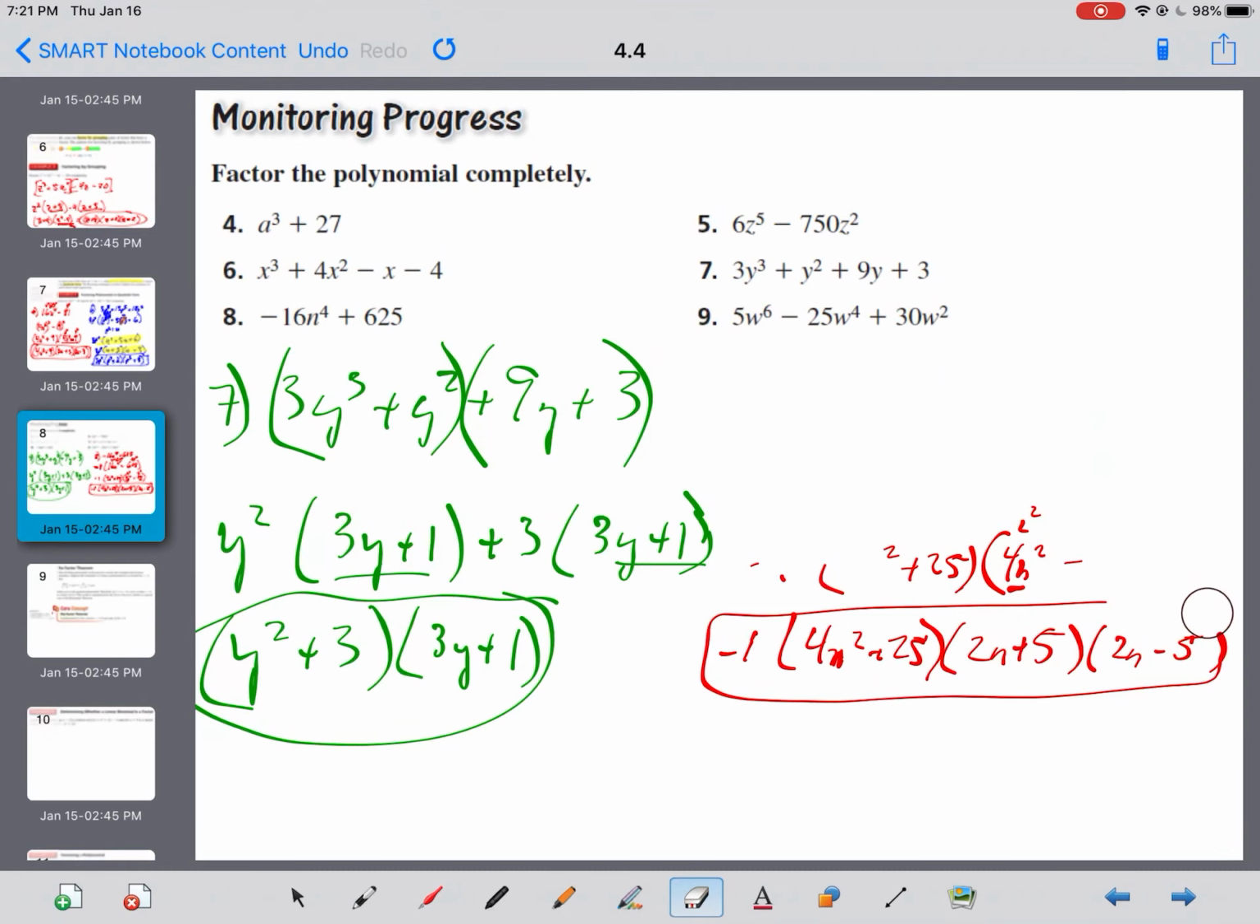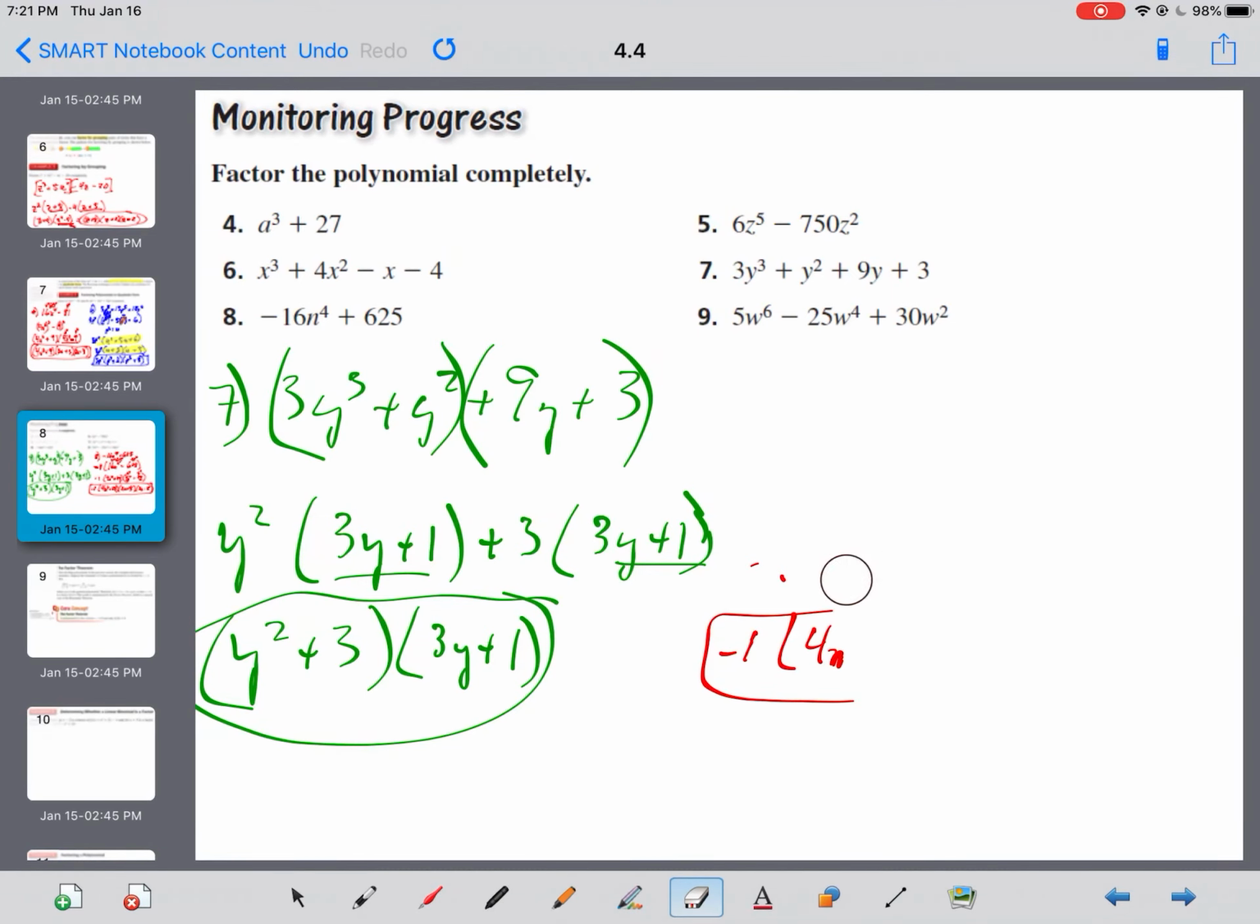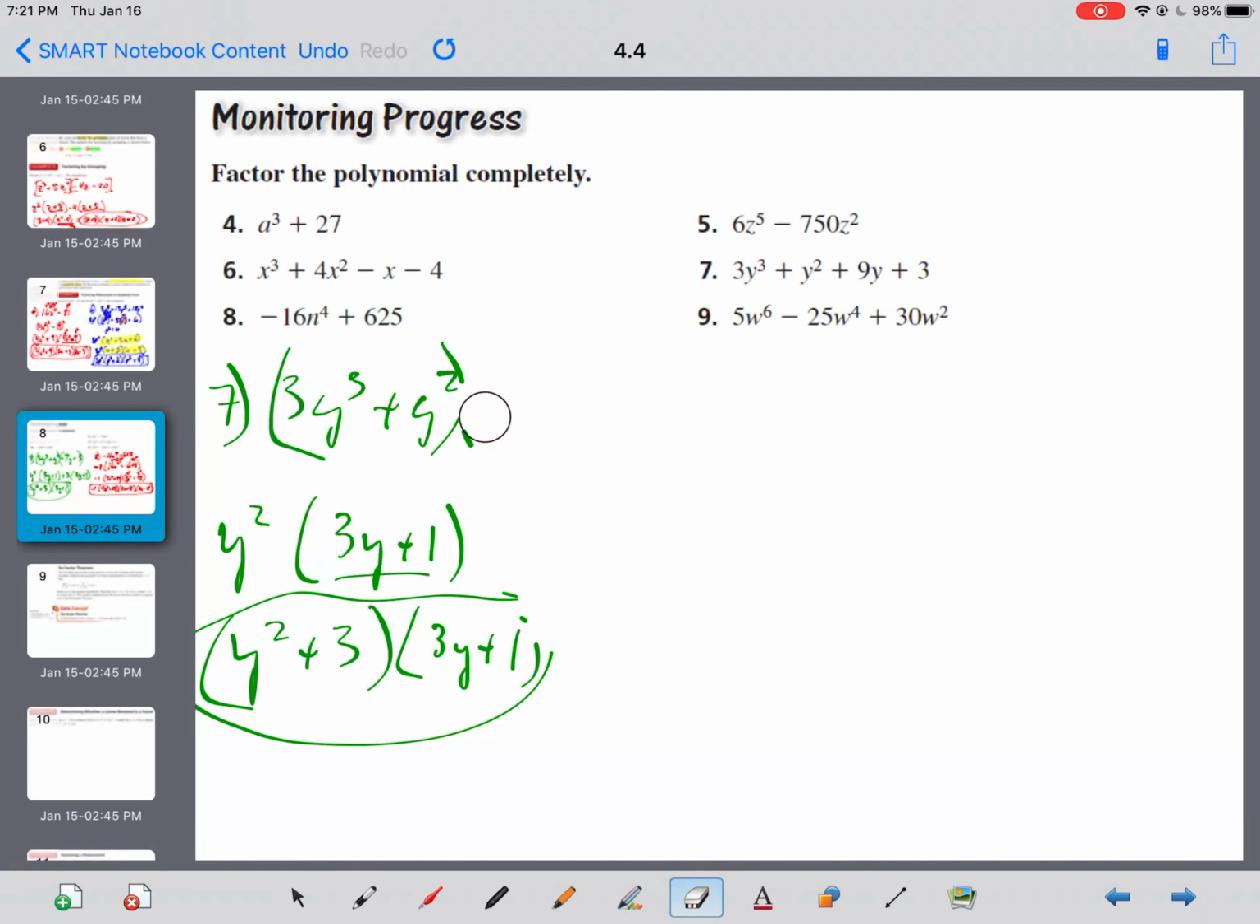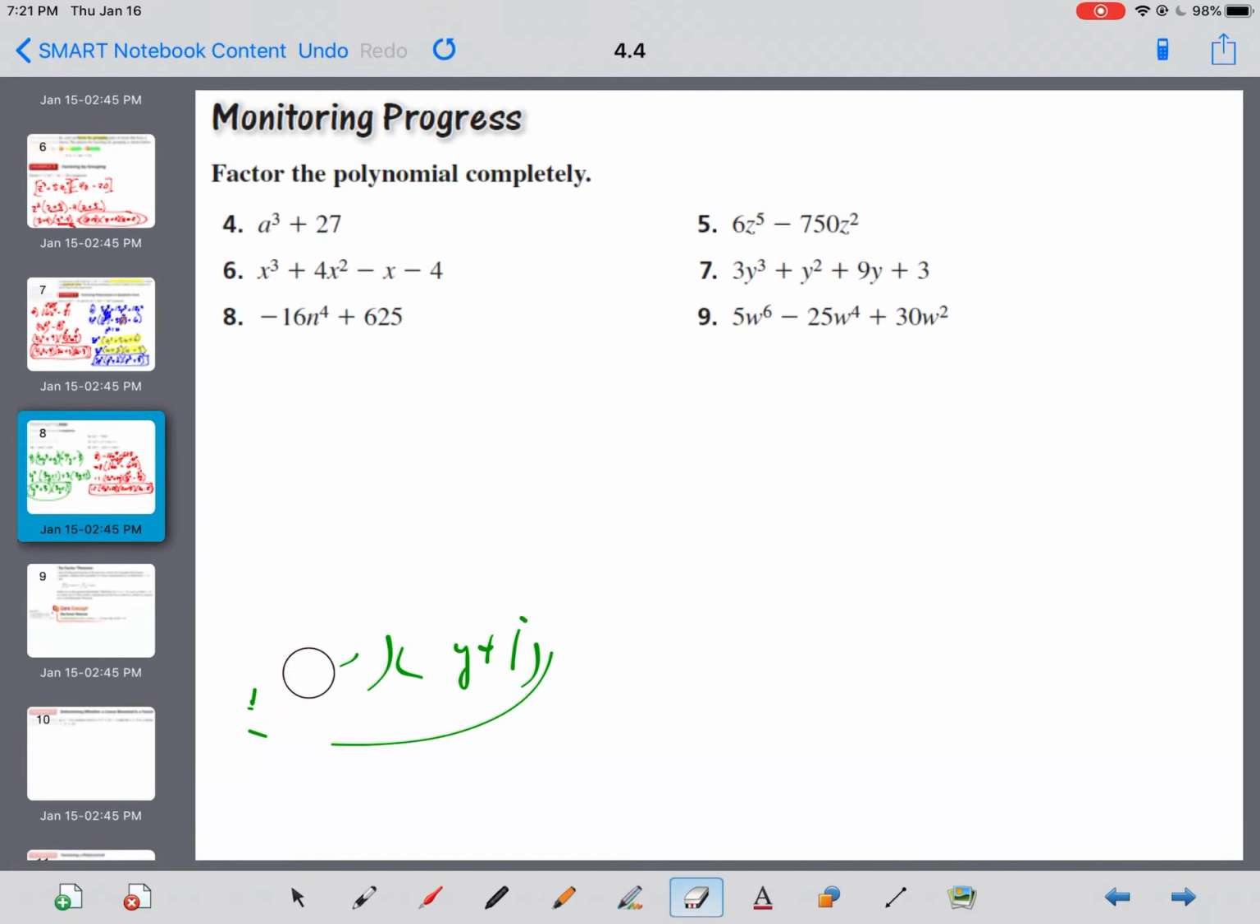If you're following along on your book, which you should be, hopefully they got that same answer that we did. Oh, you can't see those because they're monitoring progress. Take that back. But that's what the answer should be.